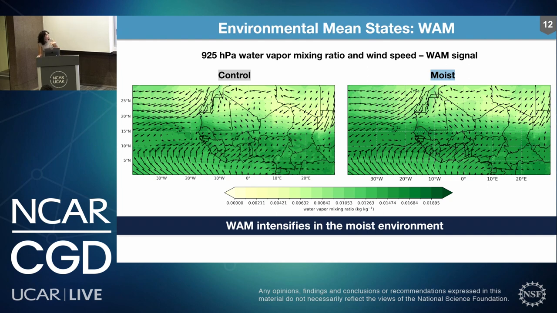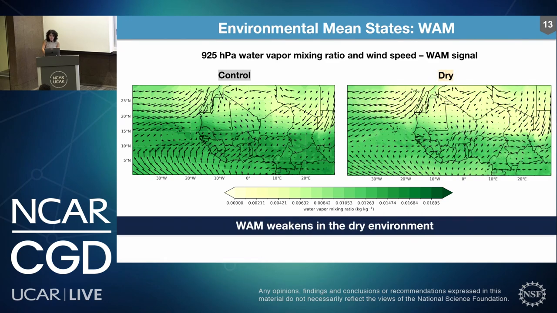And when we compare the moist with the control environment, we can see that especially over the 10 and 15 north, there is a darker shade of green. So it means more water vapor in this environment, and that is also an indicator that the West African monsoon intensified. Now, if we look into the dry region, we can see lighter shades of green, which means that there was less water vapor in the dry compared to the control environment. So we can say the West African monsoon weakened in this environment.